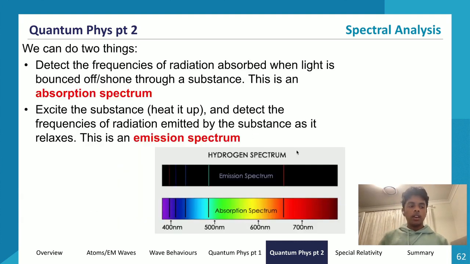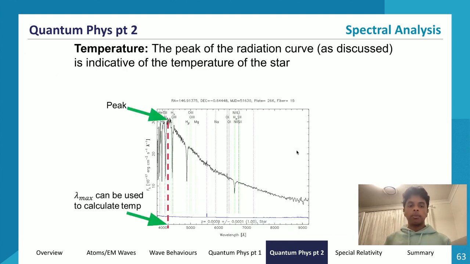Using these, we can calculate properties of stars, for example temperature. Using the peak of the blackbody radiation curve, we can indicate the temperature of the star. This is Wien's law, in application to spectral analysis. We can calculate the temperature of a star. What else can we do? This is what the spectrum of a star will look like. If you look over here, these dips can be seen as the absorption spectrum.